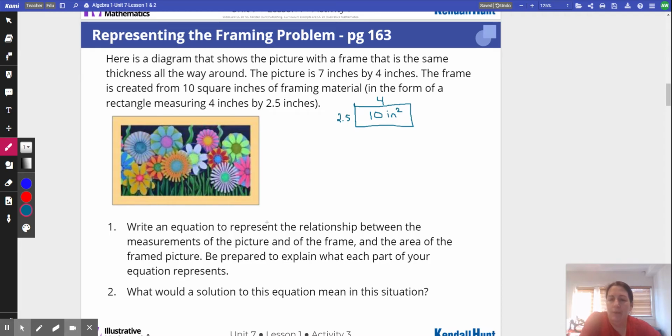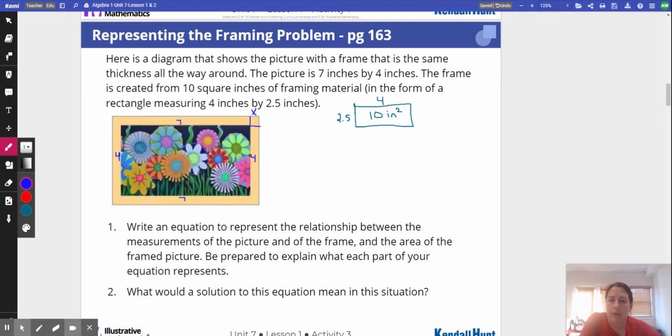It says write an equation to represent the relationship between the measurements of the picture and of the frame and the area of the framed picture. Be prepared to explain what each part of your equation represents. I'm going to start by labeling with the information that I have. I know the picture is 7 by 4 inches. So this is 7 and this is 4. This is the 7 by 4 picture. What I don't know is how much they cut for the frame. I don't know how wide the frame is. So I'm going to replace that length with an X.